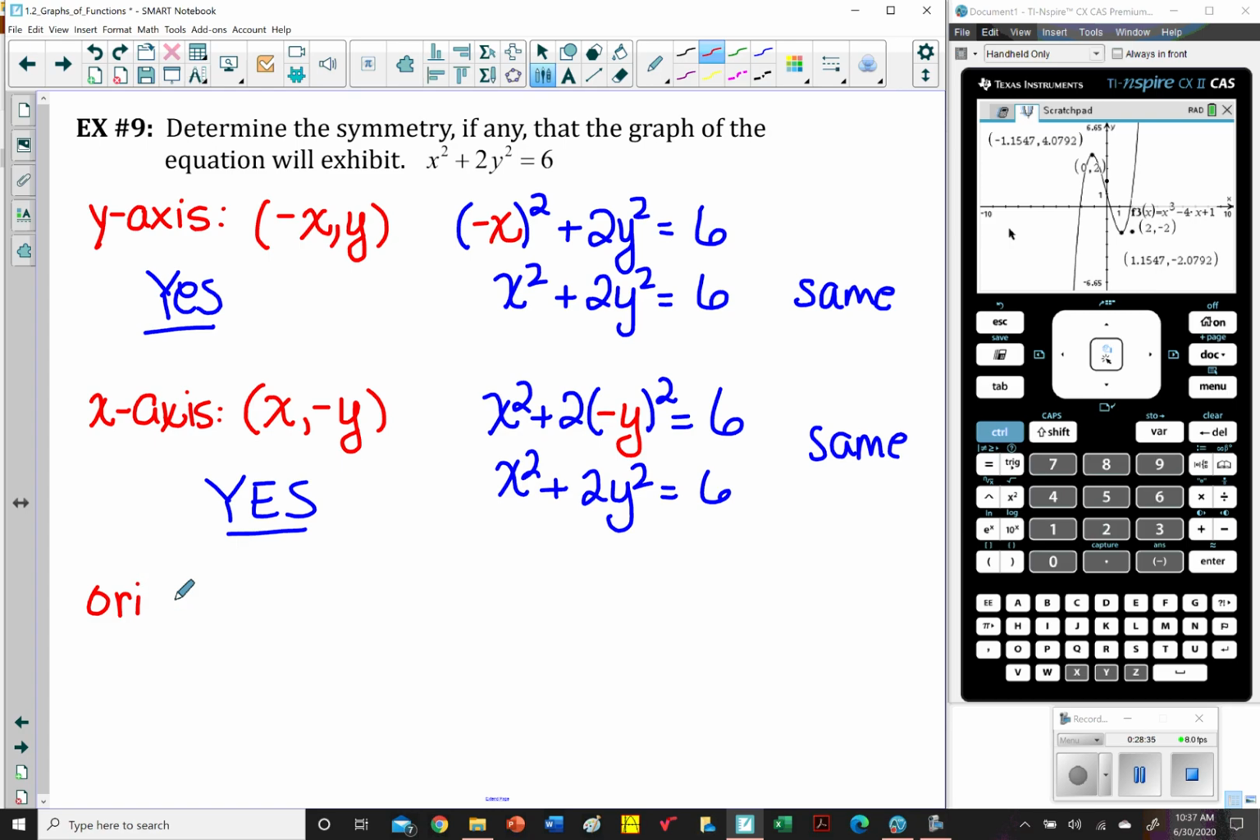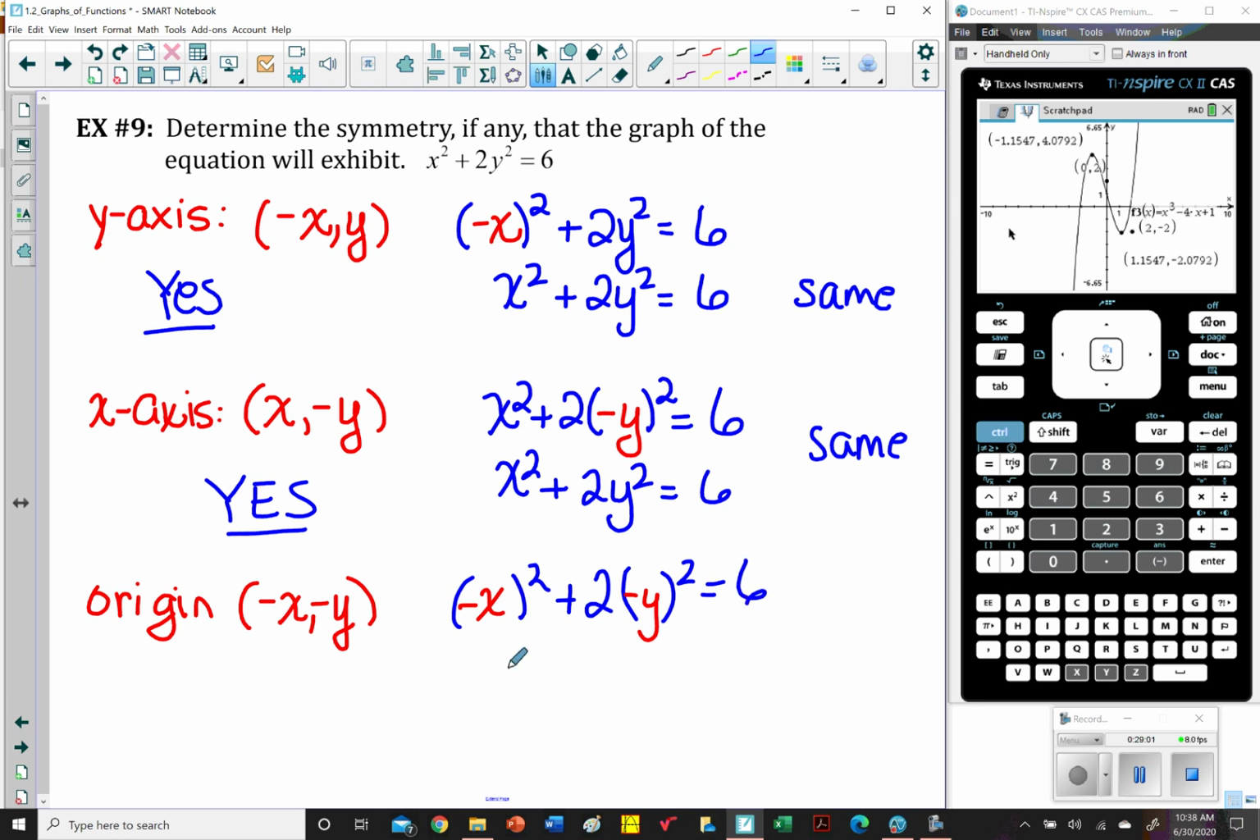Now, checking for origin symmetry, we're going to change the x and change the y and see what happens there. So we're changing the x to the opposite of x and changing the y to the opposite of y and simplifying. And that stayed the same. So yes, we have origin symmetry.